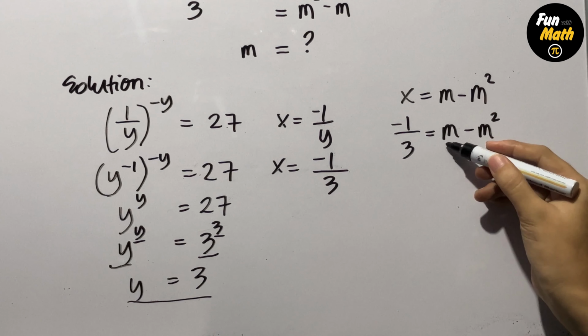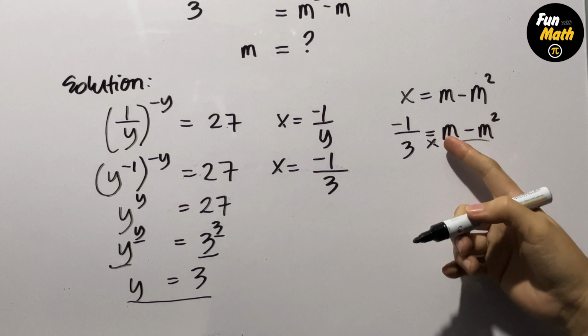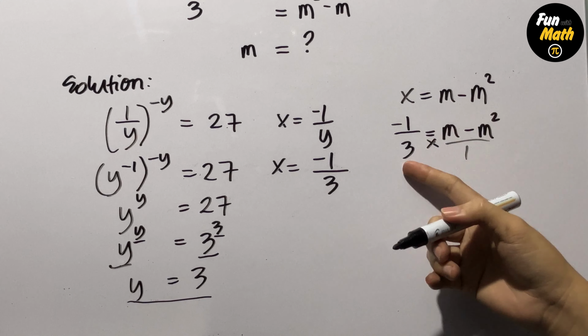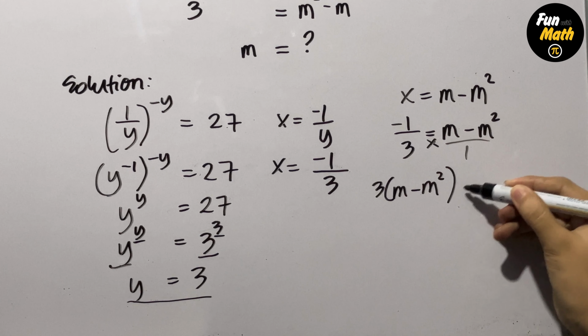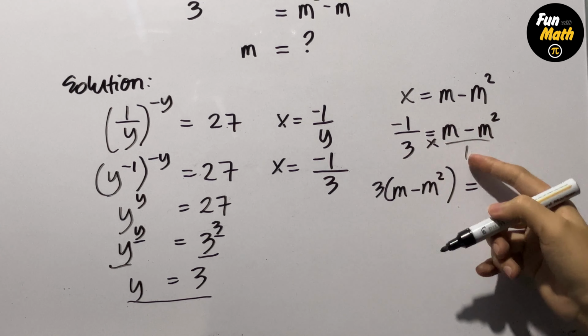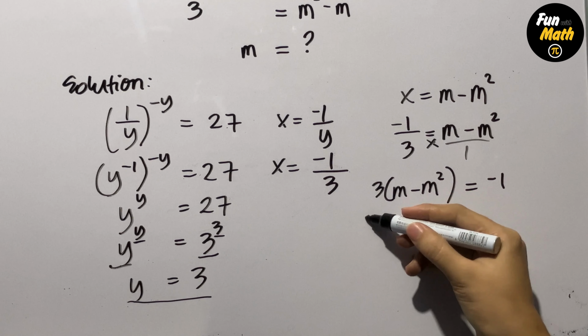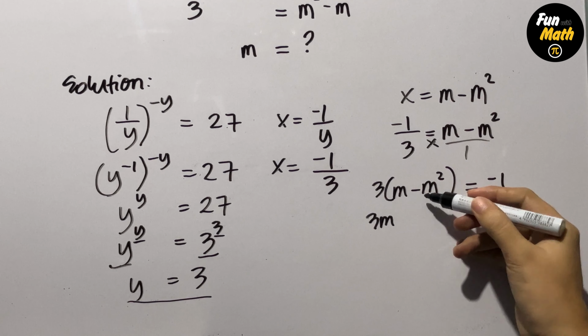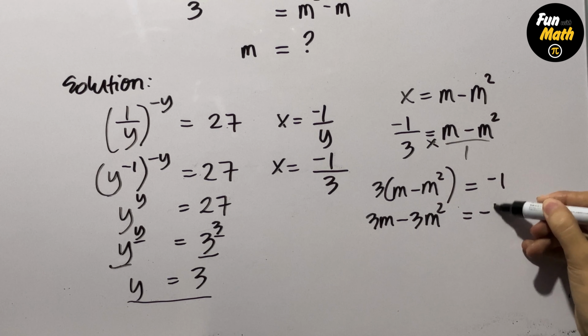Now, we put over 1 so we can cross multiply. Start here, m minus m squared times 3. That is 3 times m minus m squared equals negative 1 times 1, that is negative 1. Now let's multiply. 3 times m, that is 3m. 3 times negative m squared, that is negative 3m squared equals negative 1.